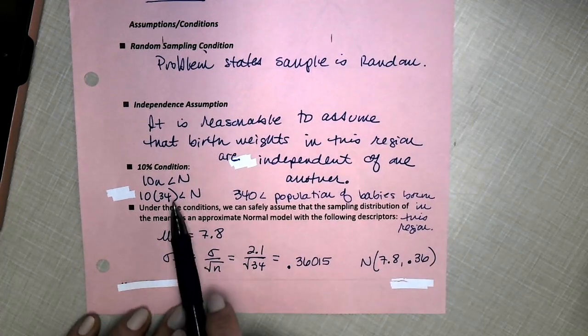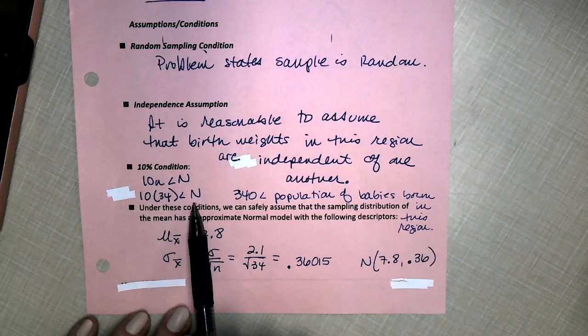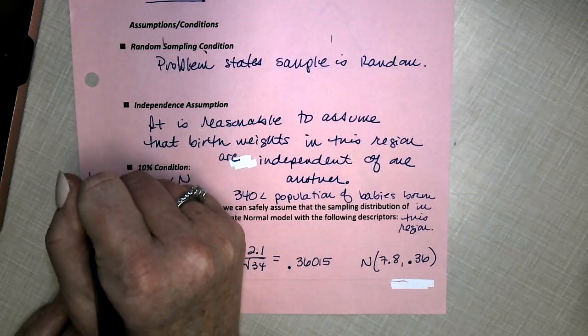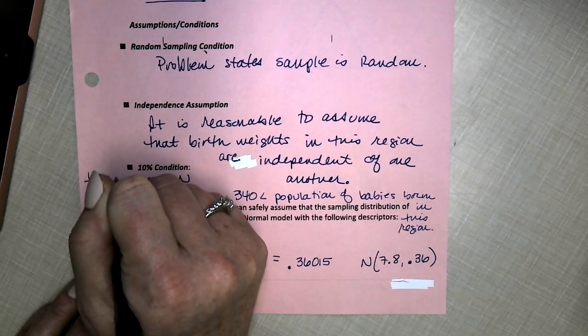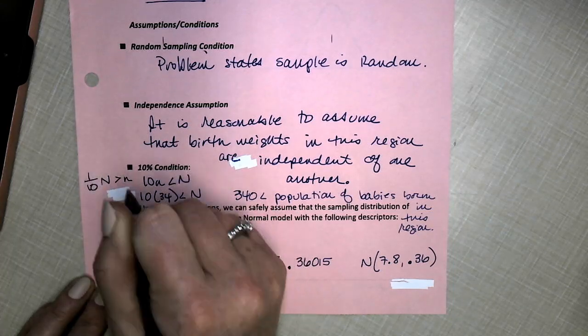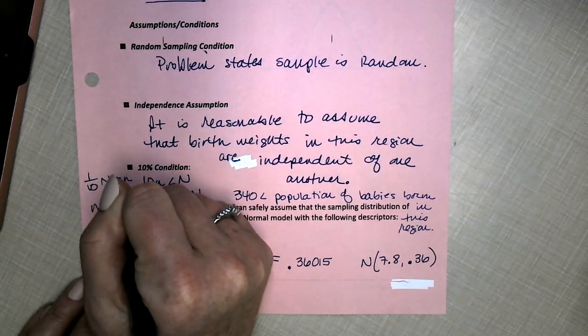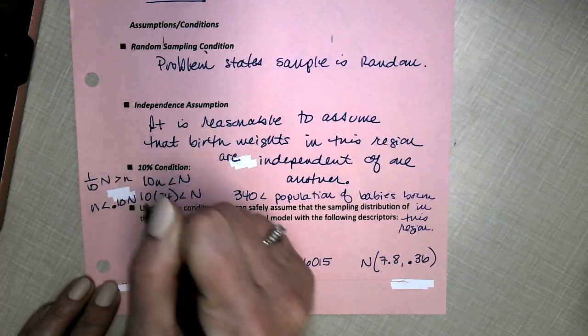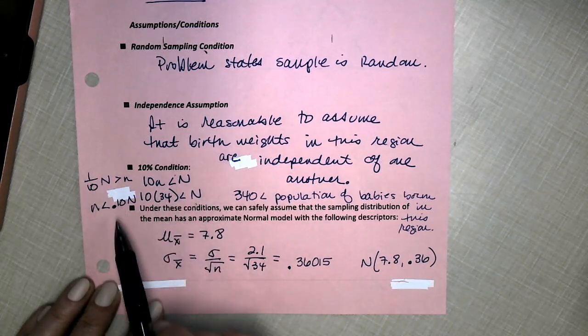Okay, the 10% condition, this is one way to see it. This is how your textbook usually states it. Last semester, you might have used 1/10. Is 1/10 of the population greater than the sample size? Or is the sample size less than 1/10 of the population? Some of you use 0.10. Okay, but your textbook uses this. Again, any one of those ways.